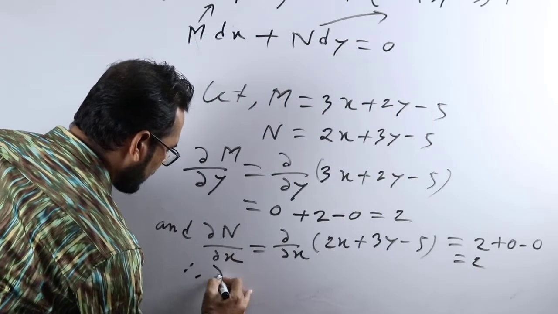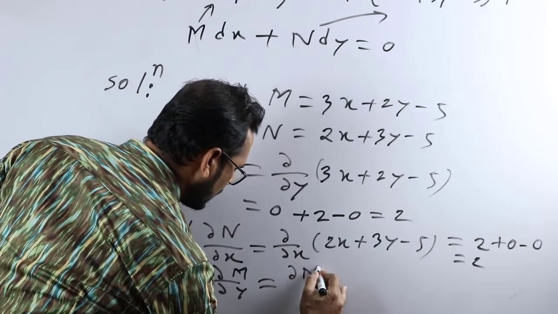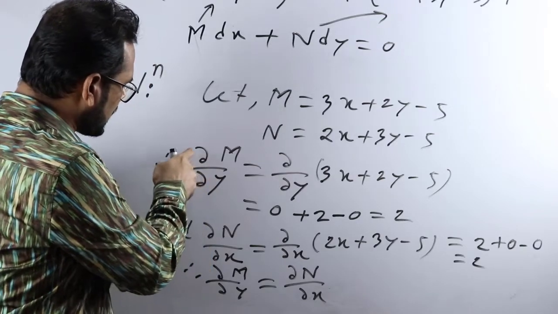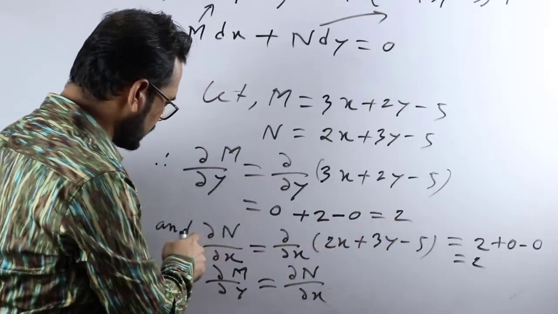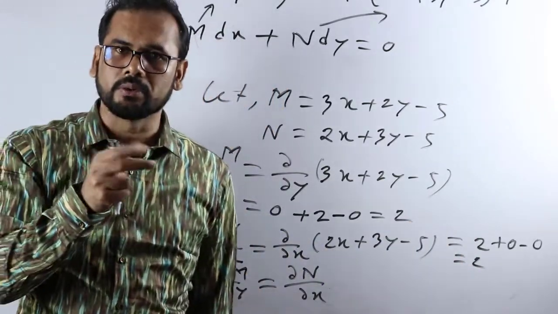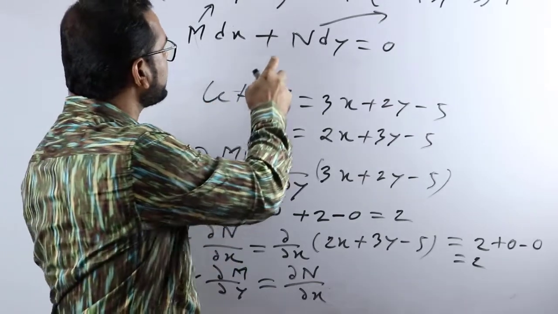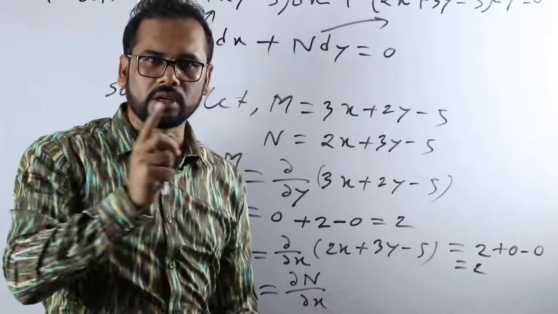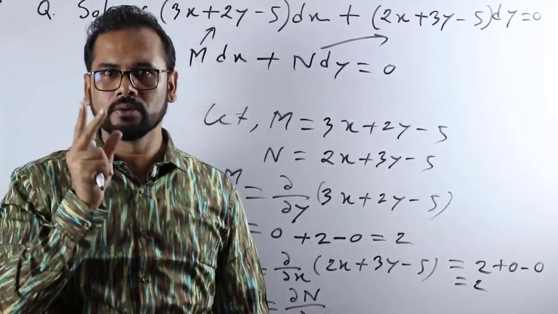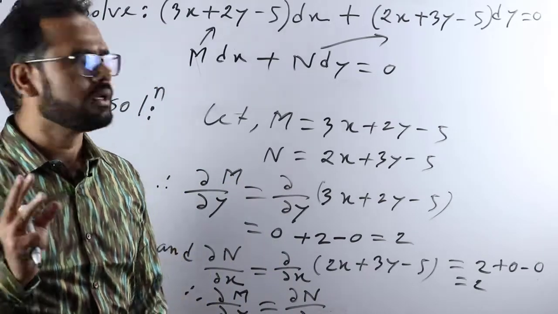Therefore we can write del M by del y is equal to del N by del x. Here it is clear to us that del M by del y is equal to 2 and del N by del x is also equal to 2, so these two derivatives are equal. What is this? This is the condition of an exact differential equation. So the given differential equation is actually an exact differential equation. This is justified, and now we have to go for the solution of this exact differential equation.